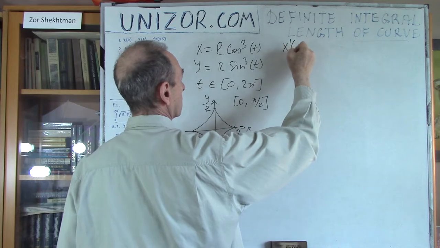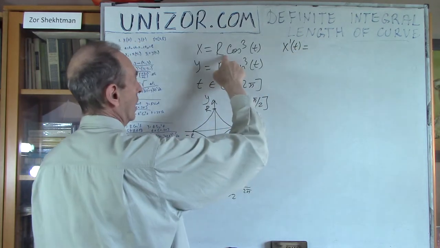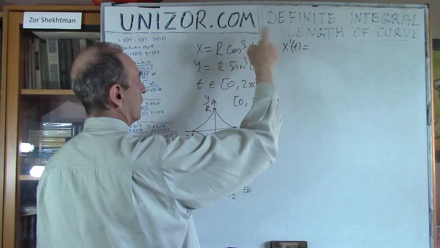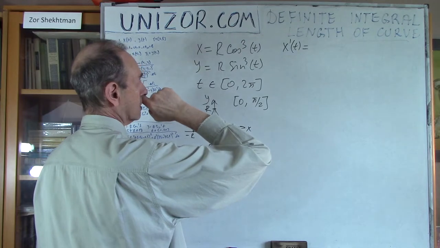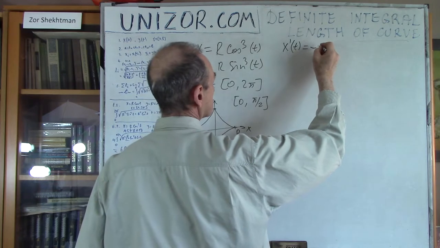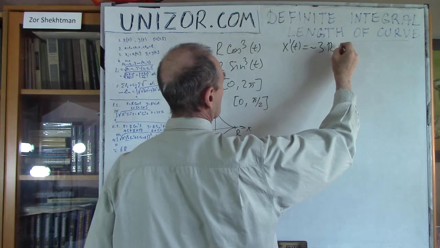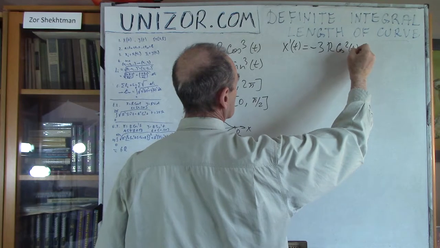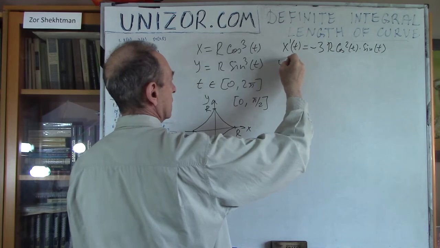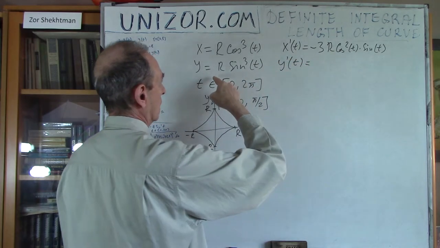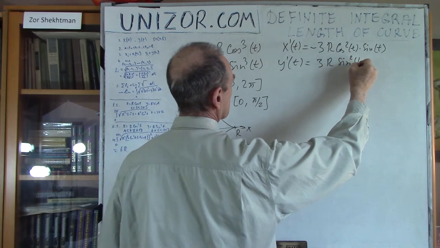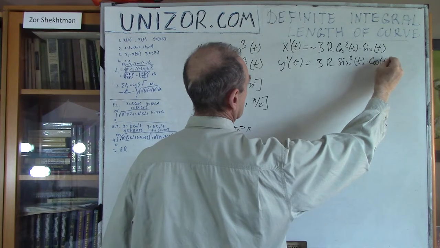So, the derivative is equal to r, 3 cosine square, that's because it's a power function, and the chain rule, the derivative of cosine is minus sine, so it would be minus 3r cosine square of t sine of t. Now this is 3r sine square of t times cosine of t.